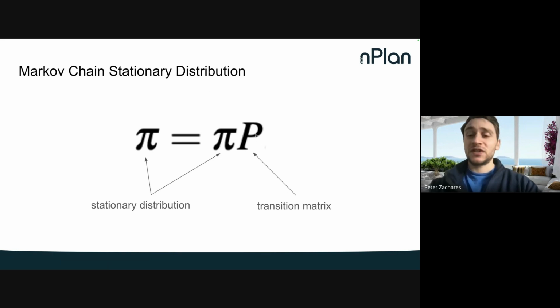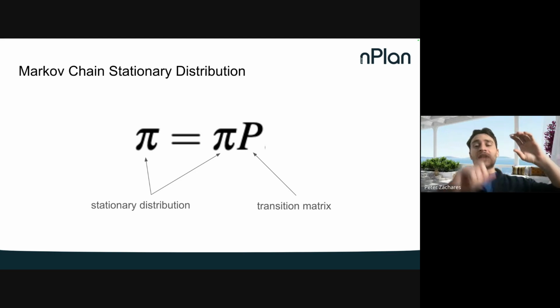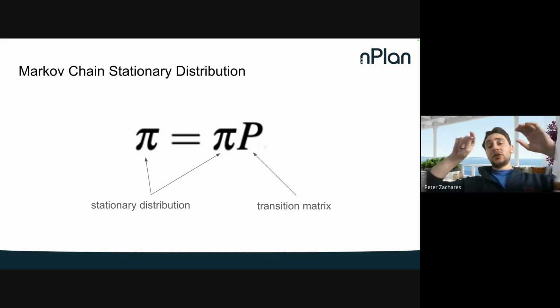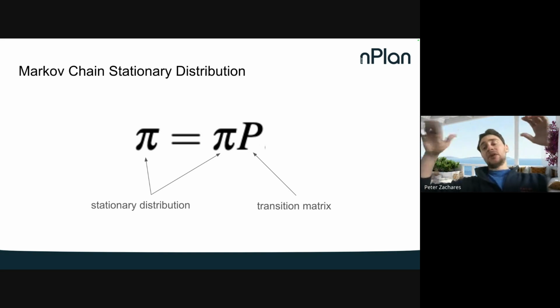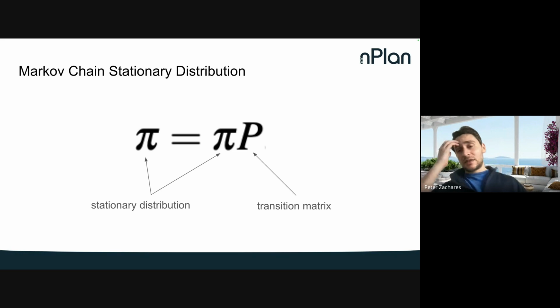So P is the transition matrix of this Markov chain, which means that say you're in state A, that would be one of the rows in your transition matrix, and it would have a value for your probability of transitioning to any other state in your state space. So maybe you only have A and B, and there's a 50% chance you stay in A and a 50% chance you go to B. Then that would be the row in your transition matrix.